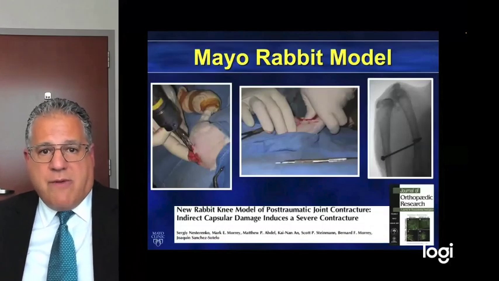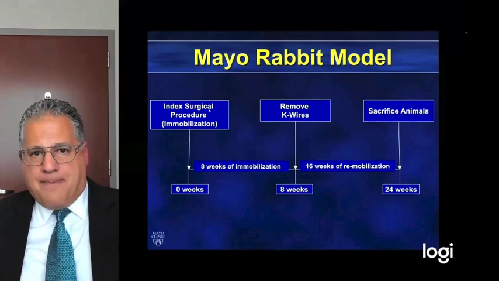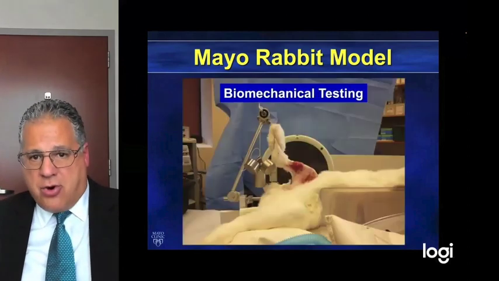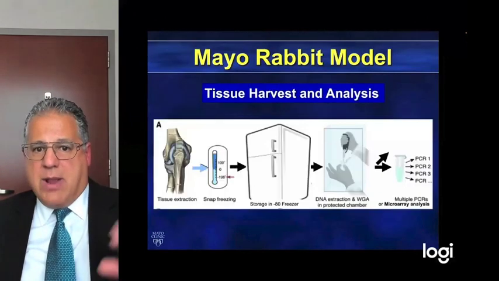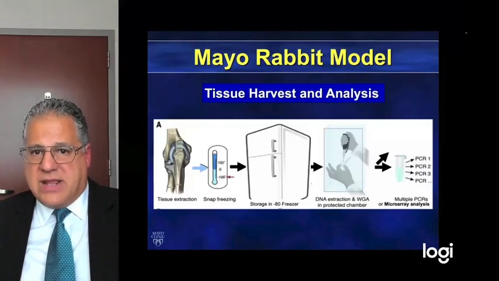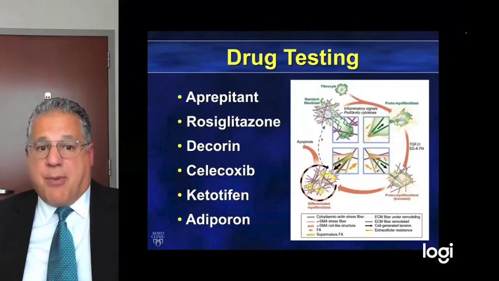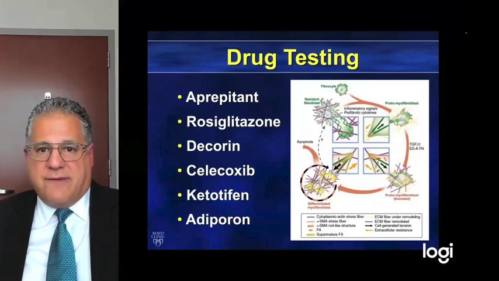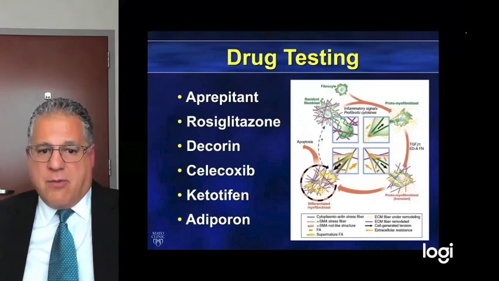And what about prevention? We've done a lot of work in our institution with a Mayo model of knee contracture in the rabbit, where we create a contracture by immobilizing the knee in flexion after a capsular injury for 8 weeks, and then let the animals remobilize. We measure range of motion through their alive period and also after sacrifice, and then we can assess the tissue to understand the molecular biology of stiffness as well. And we have found that there are a number of drugs that are promising, and currently we have positive outcomes with use of celecoxib and ketotifen, and we're interested in another molecule called adiporon.